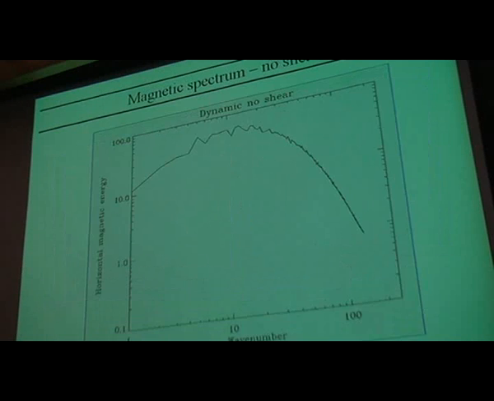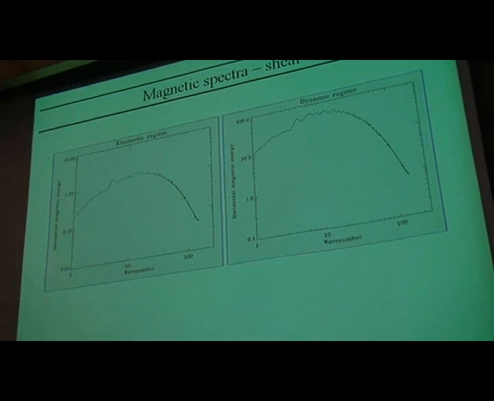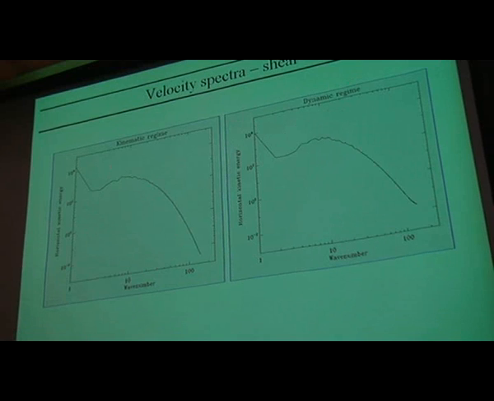So without any shear, this is what the magnetic field looks like. We've seen this one before. It's peaked here and falls off towards large scales. But these are the magnetic spectra with shear. So these are the magnetic spectra which result from velocity spectra which look like that. So they have a great shear in velocity.